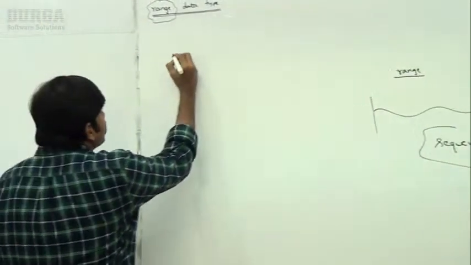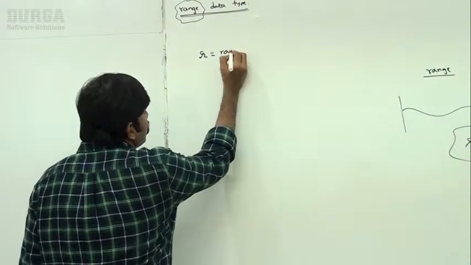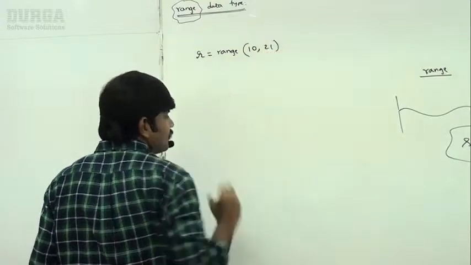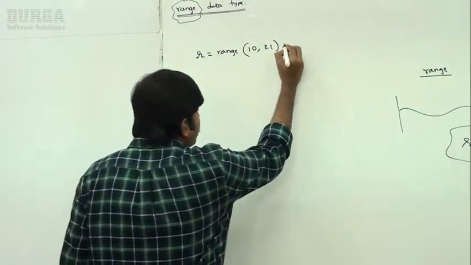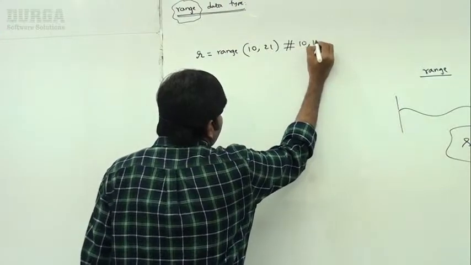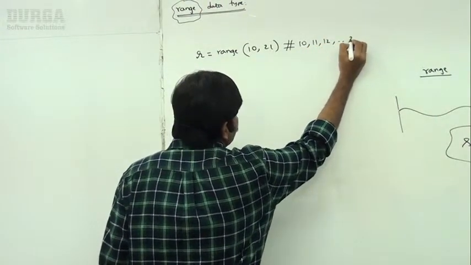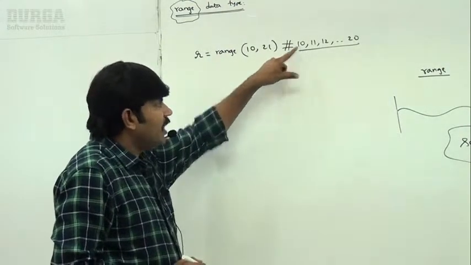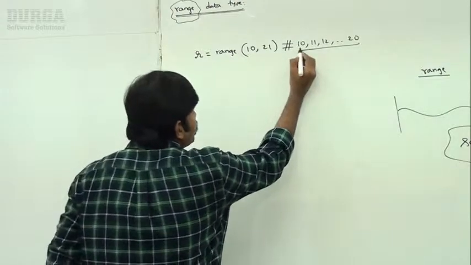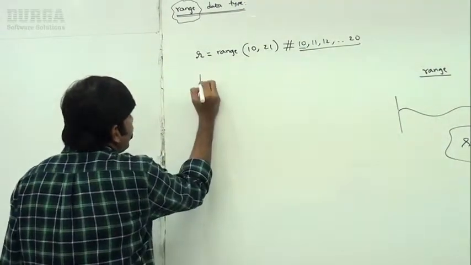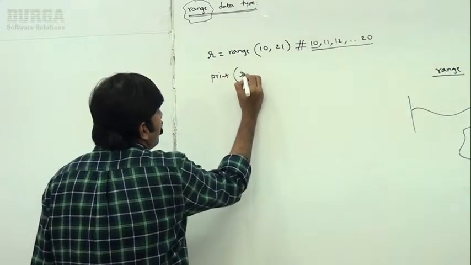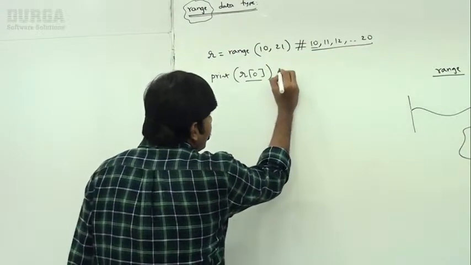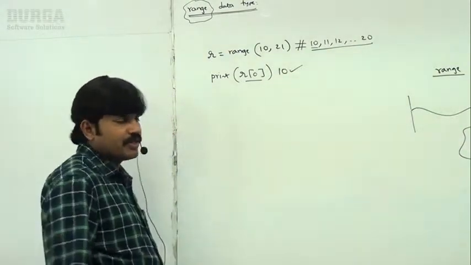Best example: consider R is equal to range of 10 to 21. Range of 10 to 21 represents 10, 11, 12 up to 20, that is, begin to n minus 1. Sir, what is the first value? The value located at index 0. Let me print R of 0. Indexing is applicable. What answer are we going to get? 10. Perfect, 10 we are going to get.